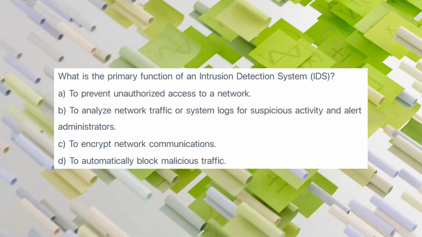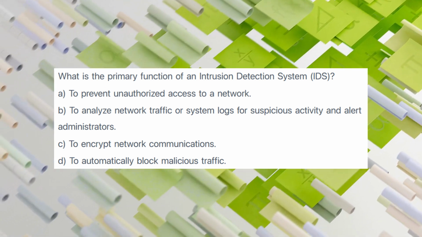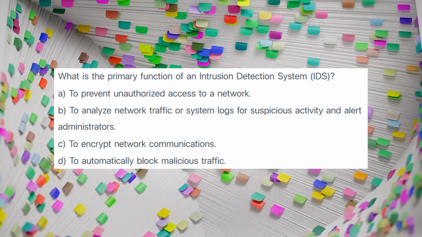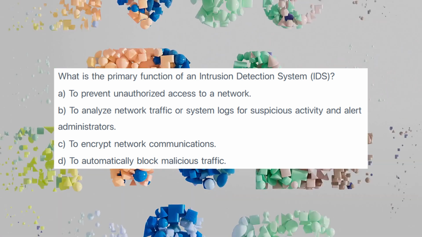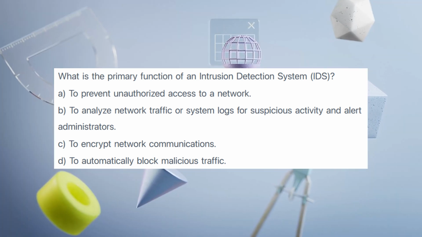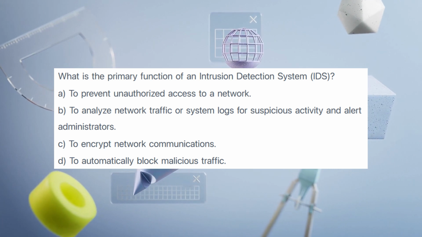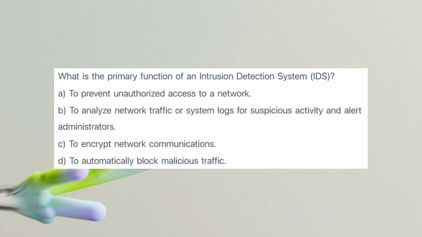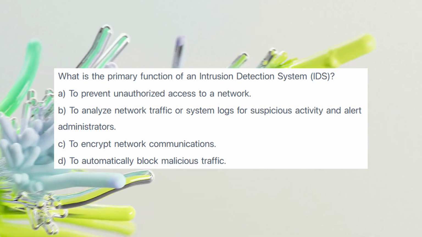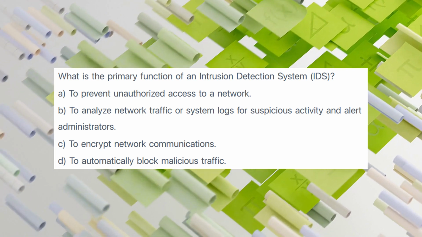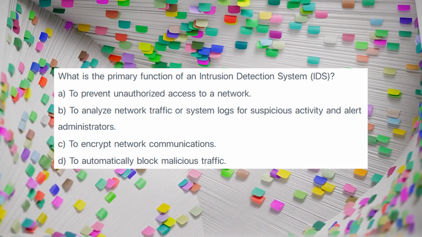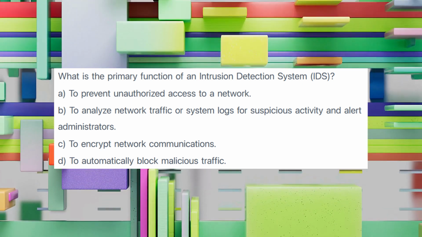The answer is B, to analyze network traffic or system logs for suspicious activity and alert administrators. An IDS monitors for signs of malicious activity or policy violations and generates alerts. Options A and D describe an intrusion prevention system, IPS, which can actively block traffic, or a firewall. Option C is done by cryptography protocols.